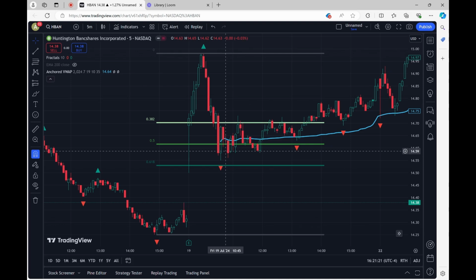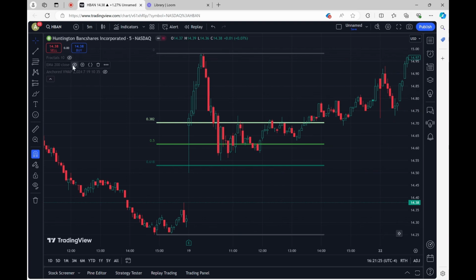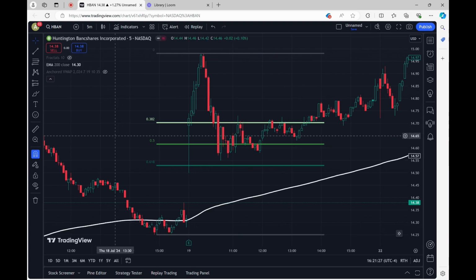Also, instead of that, you can also decide to use the 200-day exponential moving average. And just like the anchored VWAP, this also can act as a support level if it falls within the golden zone. In this case it doesn't, so it's not as good as the anchored VWAP would be in this case. But if it does fall within the golden zone, you can use it as a support level, and once it bounces off that support level and continues to rise, that's when you would look to enter the trade.